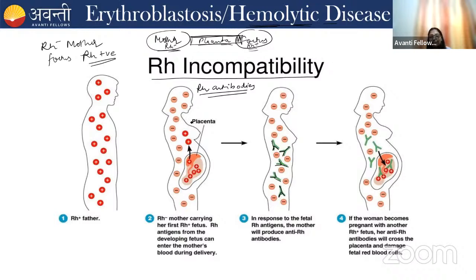So generally after the first pregnancy, the mothers are given anti-Rh antibodies. What happens is that these anti-Rh antibodies will destroy the Rh positive antigen and do not allow the mother to form the memory antibodies. Okay. So this is the role of anti-Rh antibody.